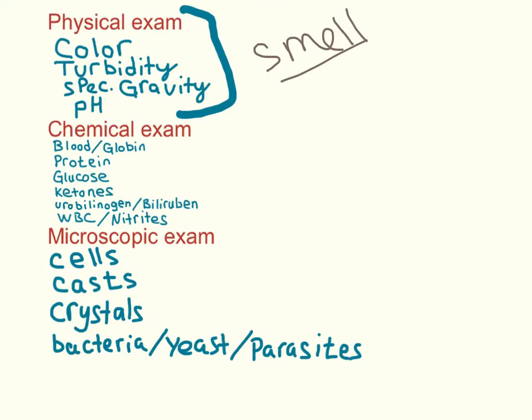Then in the chemical test, you're going to look for blood, or what's really going to be either hemoglobin or myoglobin. You can't tell for sure if it's blood until you look under the microscope, but you can detect hemoglobin and you can also detect myoglobin on the same thing. So it could be an indication of lysed blood cells or lysed muscle tissue, myocytes.